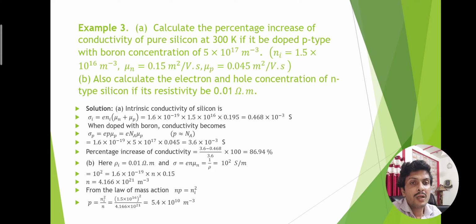Therefore, from the law of mass action you can find out n p is equal to ni square. Therefore the hole concentration is the ratio of ni square to n, and that is equal to 5.4 into 10 to the power 10 per meter cube.